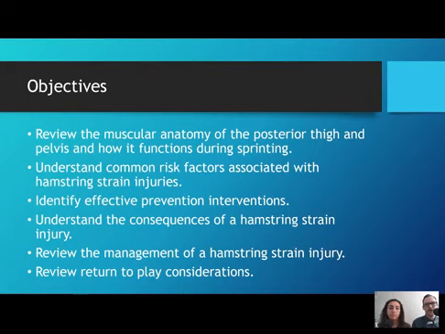Then we're going to understand the common risk factors associated with hamstring strain injuries. We'll identify effective prevention interventions, understand the consequences of a hamstring strain injury, and then review the management of a hamstring strain injury and the return to play considerations that, as clinicians, we should be considering utilizing in our practice.